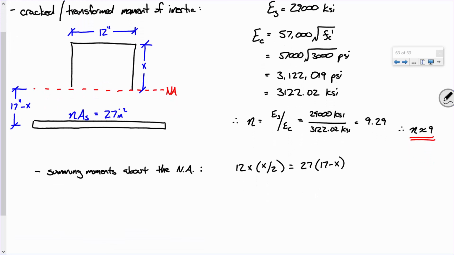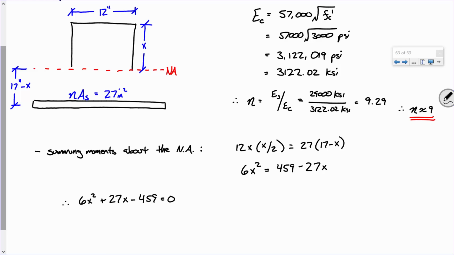So, multiply this out a little bit. If I've got 12x times one half x, that's 6x squared. And then on the right, we have 27 times 17. That comes out to be 459. Then minus 27x. So that gives us 6x squared plus 27x minus 459. You all can do that, right? I would hope. It's like 7th or 8th grade or something like that. Okay. Plug and chug, and that will give you that, right? So what does that mean?